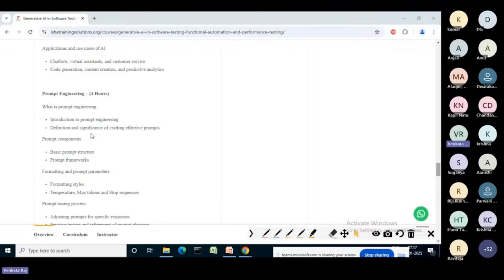Anyone can write prompts, but what is an effective prompt? For example, everyone can document test reports, everyone can write emails, but everyone will not write the same, right? Similarly, AI will respond to everyone, but whose response will be better? That matters. So we are going to see how to design proper, effective prompts.